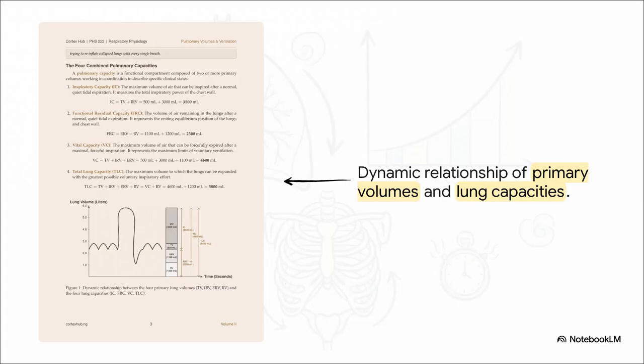Now notice how those 4 primary volumes stack together to form what we call diagnostic capacities. A capacity is really just 2 or more volumes combined. See how tidal volume and inspiratory reserve volume combine to make the inspiratory capacity? Or look at how all the volumes you can actively move combine into your vital capacity, which sits at about 4,600 milliliters. Finally, if you add in that unmeasurable residual volume, you get your total lung capacity of 5,800 milliliters. Lecturers absolutely love to test this layout, so for sure, make sure you can visualize all these compartments.